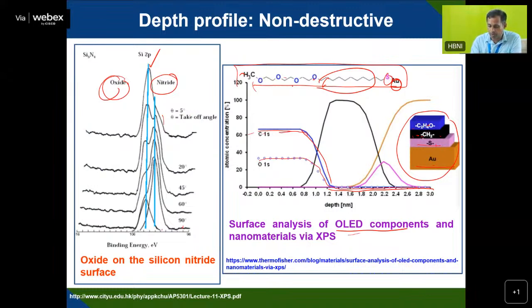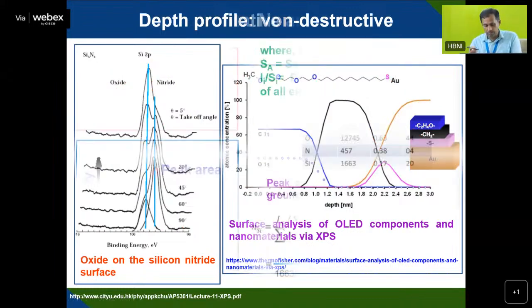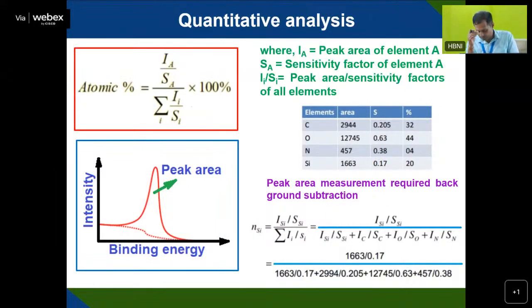The sulfur, the black one, is increasing at the center, which is the middle layer. For gold, you do not observe anything until you reach this layer. Once you reach this layer, you are able to see the gold peak. So you can see this type of structural information by using X-ray photoelectron spectroscopy.